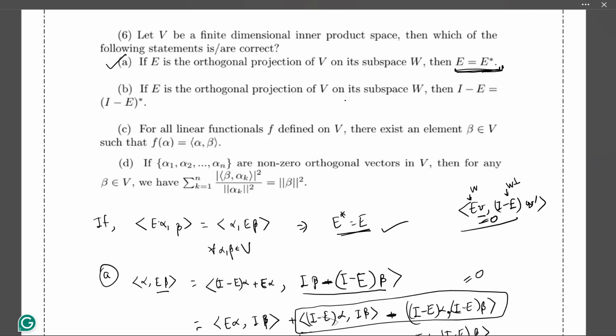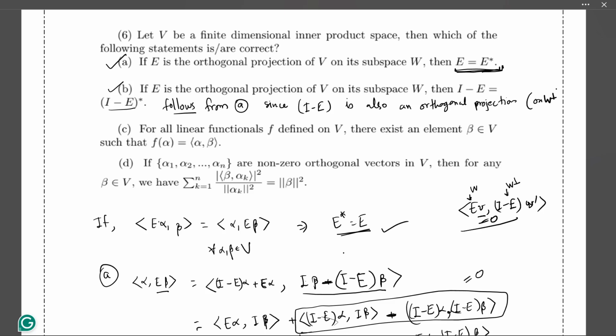E is an orthogonal projection and I minus E is I minus E star. So this follows from A. Its adjoint is itself. Why? It means I minus E is also an orthogonal projection, but on some different subspace, that does not matter. But it is also an orthogonal projection on W complement. So B is also correct.